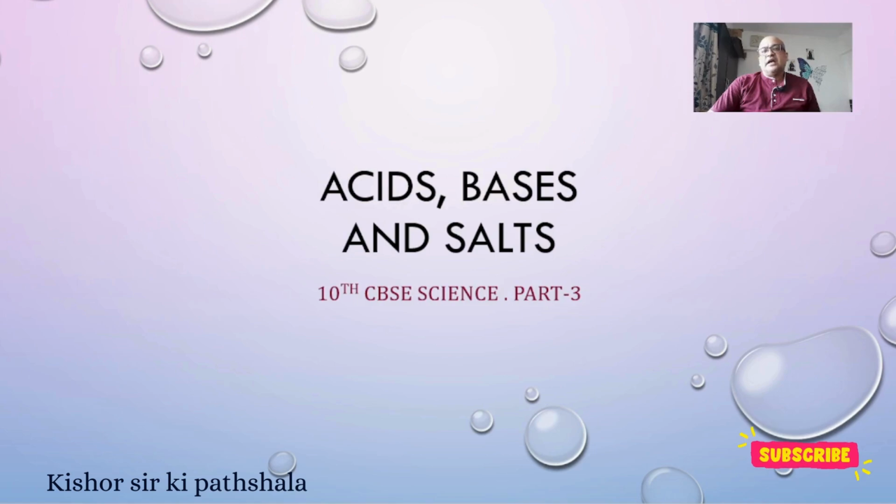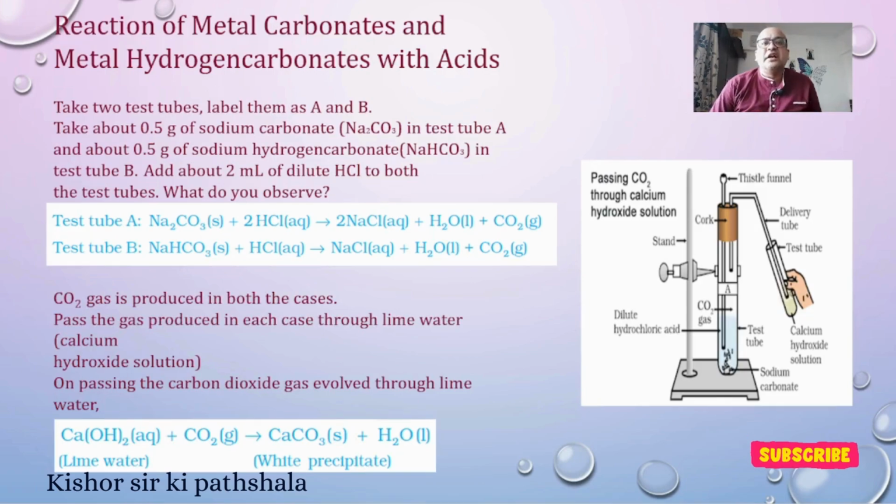We are doing the chapter Acids, Bases and Salts, Class 10 CBSE. Last time we saw how metals react with bases and how they react with acids. Today we are going to see how metal carbonates and metal hydrogen carbonates react with acids.